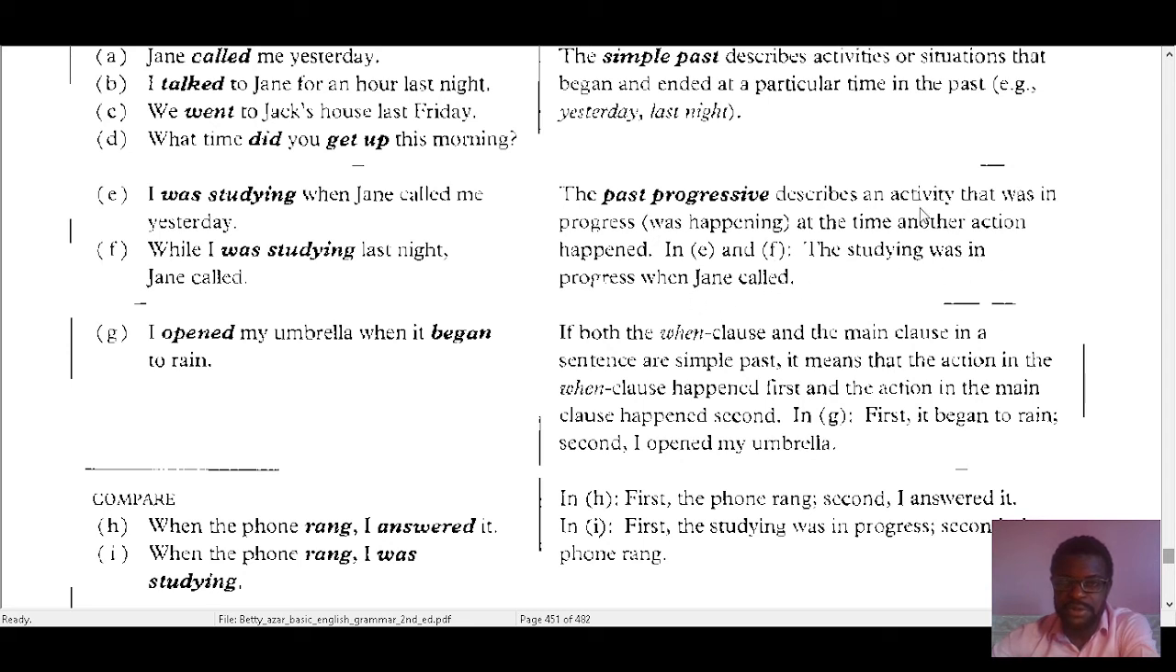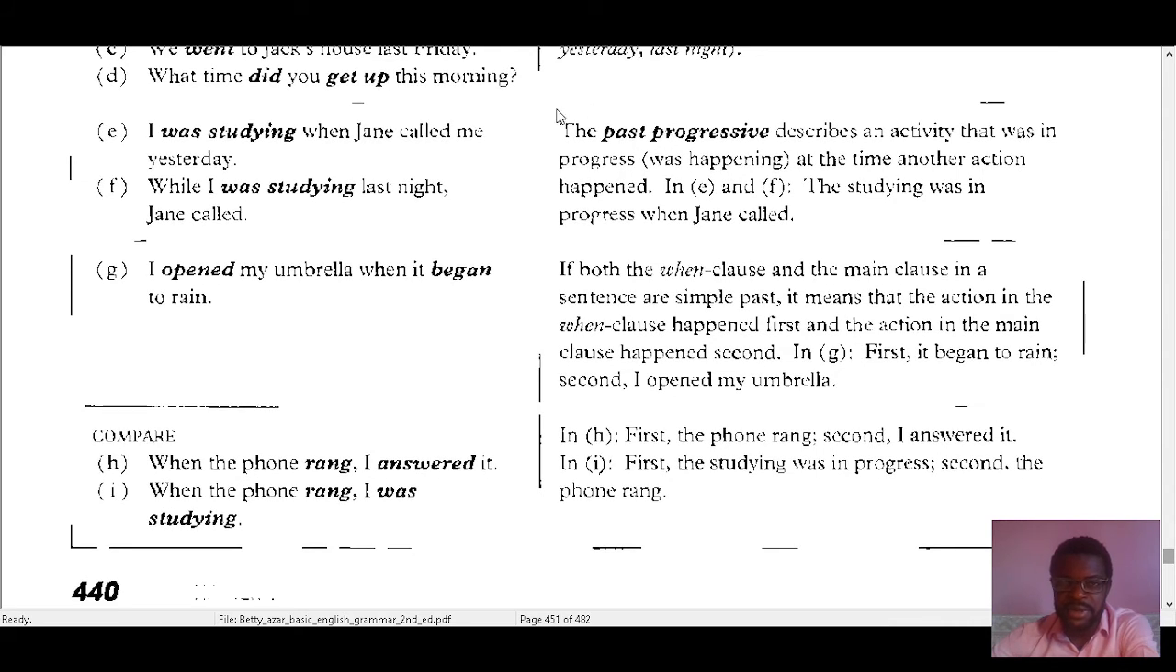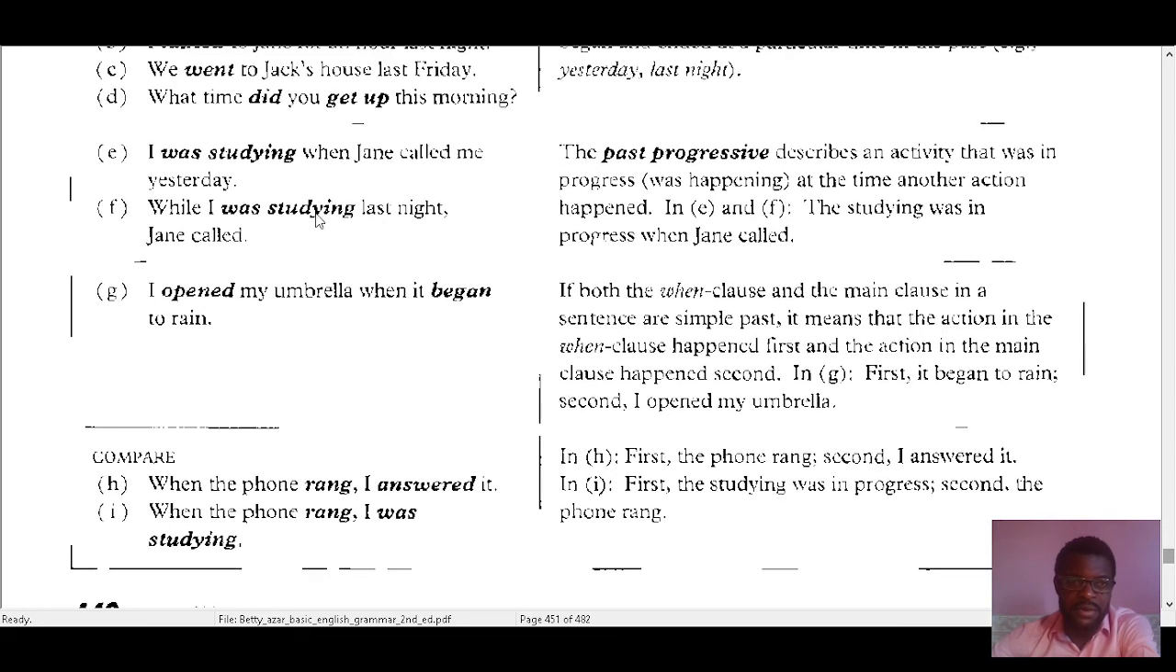So the past progressive describes an activity that was in progress or was happening at the time another action happened. Okay? An action was already in progress before another one happened. But here they're telling us, if both, this one is different. If both the when clause and the main clause in a sentence are simple past. In the first one, they talked about past progressive. But sometimes, for example, in F, while I was studying last night, Jane called.